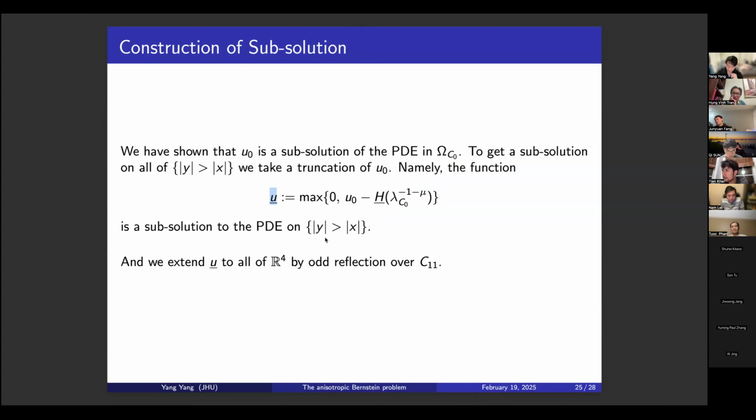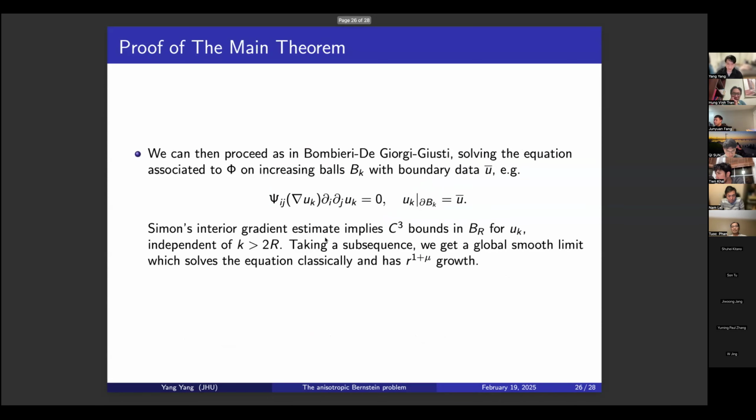So now we have these super and subsolutions, and then we can just proceed as Bombieri-De Giorgi-Giusti: solve the Dirichlet problem in larger and larger balls, and then take a limit so that the equation will have the same growth rate as the super and subsolutions. So this is our approach.